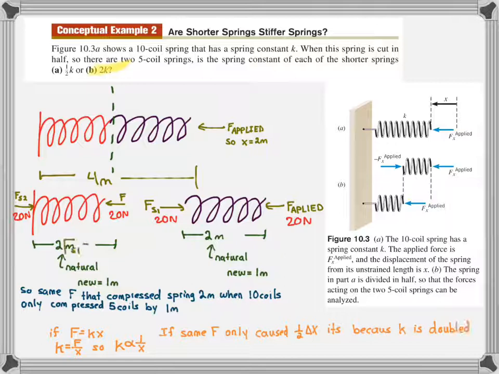So when you take a spring and you cut it in half, or you remove 5 of the coils, you're actually increasing the k value. So if you cut it in half, it takes twice as much. The same force only causes half the original displacement, which means the k, the resistance to that, the spring constant, is doubled. So hopefully that makes sense.